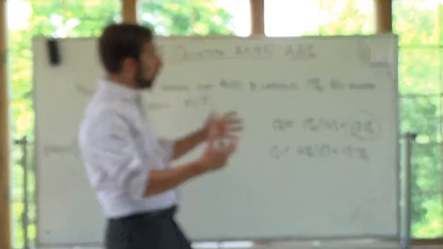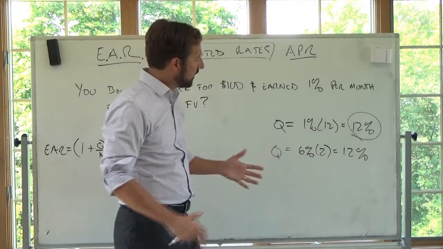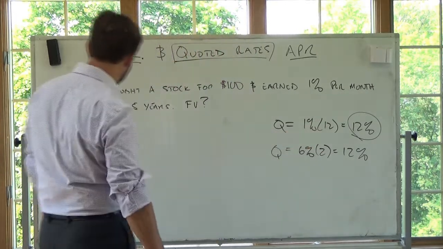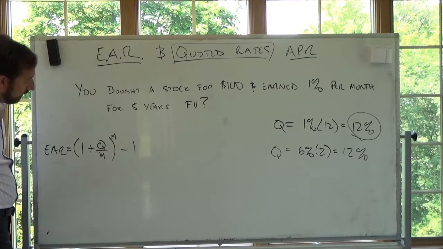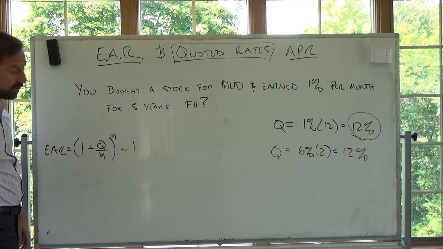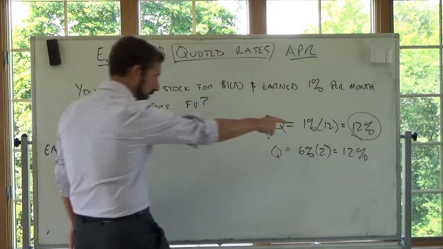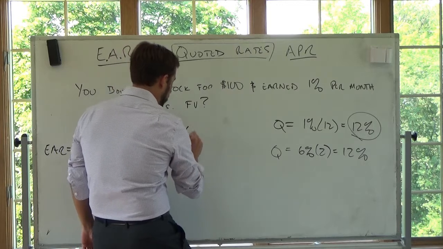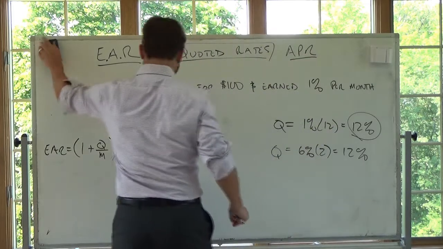The reason why we never use the quoted rates is it doesn't take into account compounding. So if we want to see which of these is actually more, 6% semi-annually or 1% monthly, then I have an EAR calculation here. This would be our effective annual rate. Q is the quoted rate. M is the number of times it's compounded in a year. So for this case up here, the effective annual rate is equal to, I'll just simplify it, 1.01.